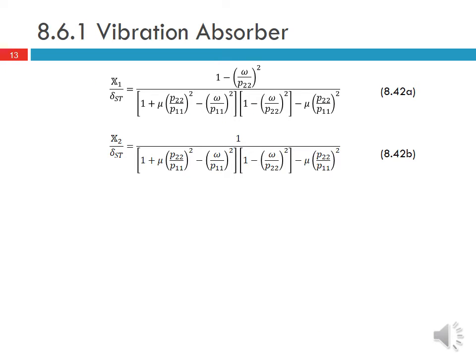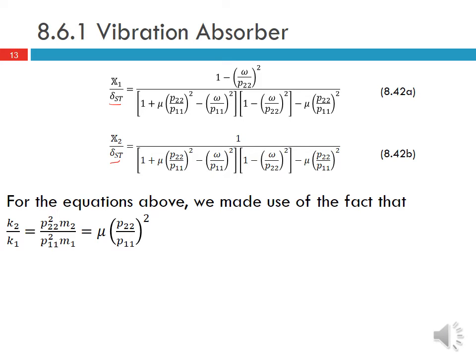So you can see that the amplitudes x1 and x2 depend on our forcing frequency omega, and they depend on the natural frequency of the original system, which was P11, and the natural frequency of the vibration absorber in isolation, which was P22, and they depend on the mass ratio between the original system and the vibration absorber, this mu, as well as the delta static.